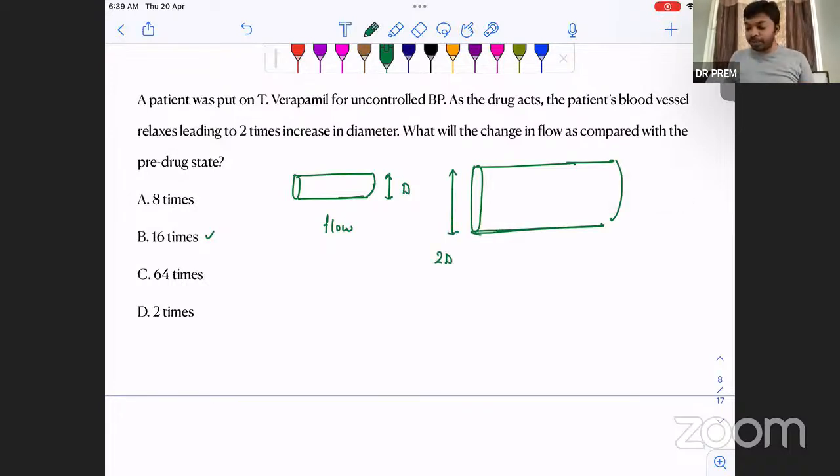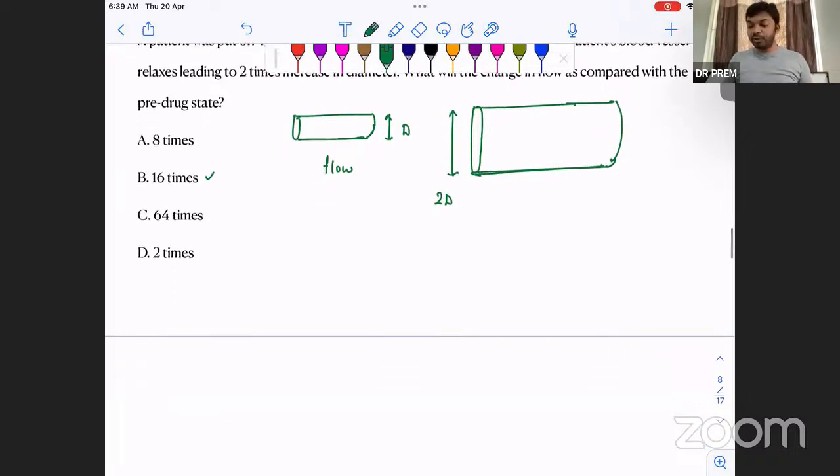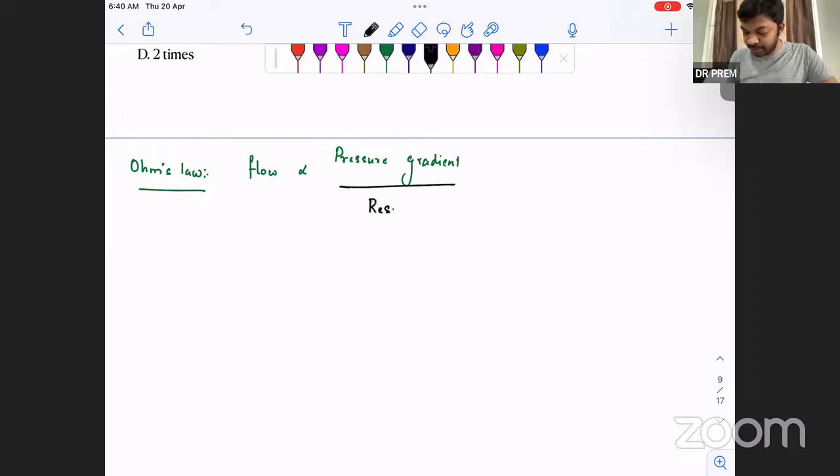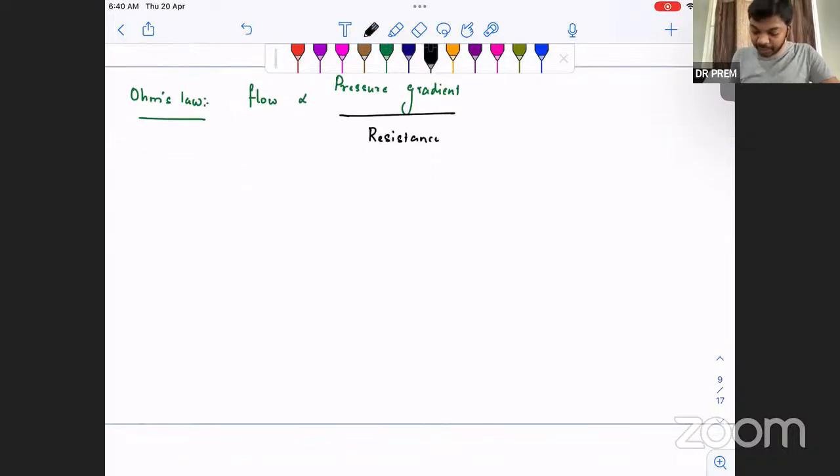Now, how are we going to calculate the flow? To calculate flow, we got to consider two formulas. The first one is going to be a variant of Ohm's law that says flow in a vessel is directly proportional to pressure gradient, and it is inversely related to resistance. That's Ohm's law. The second law we got to take into consideration is going to be Poiseuille-Hagen's law.